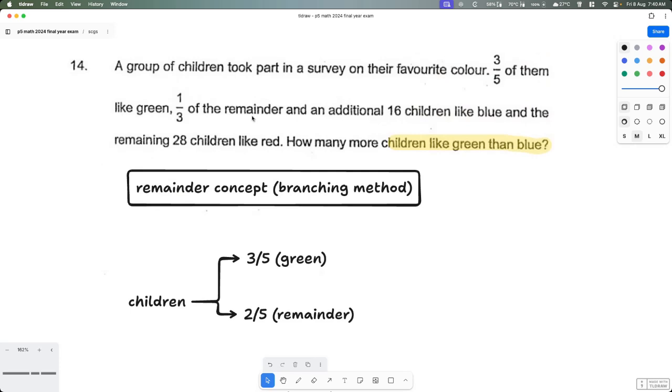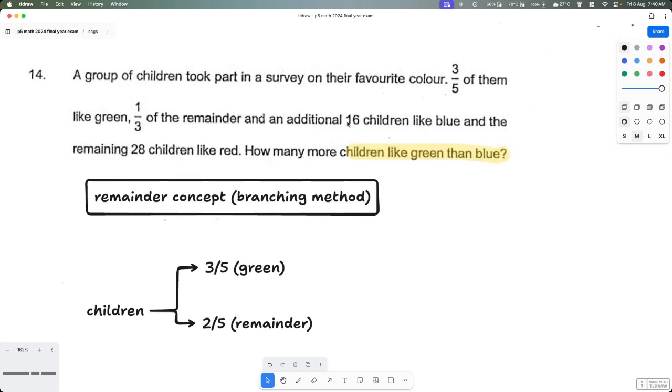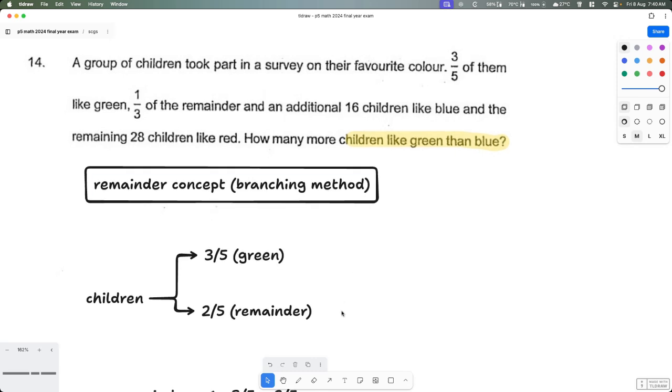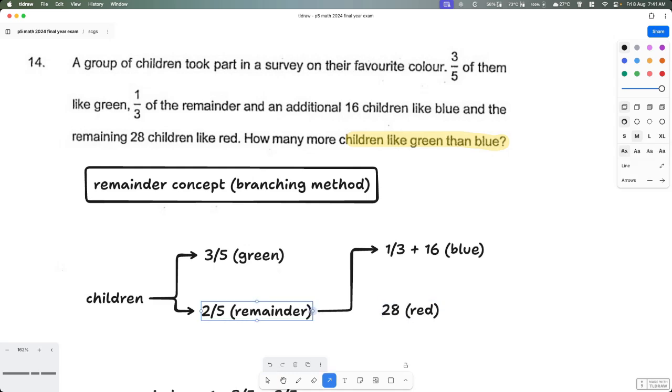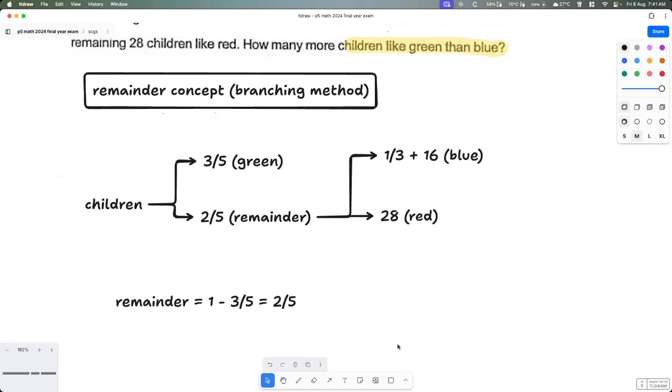In this case, one third of the remainder, an additional 16 children like blue, and the remaining 28 children like red. So over here, we're going to split them up again. This time it is one third of the remainder plus 16 children like blue, and then the rest is 28 children like red. So now from here, can we solve it? Yeah, we can.